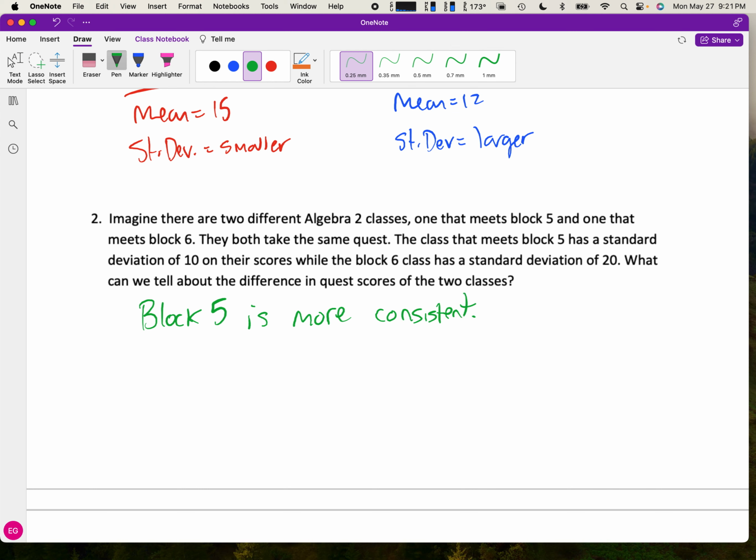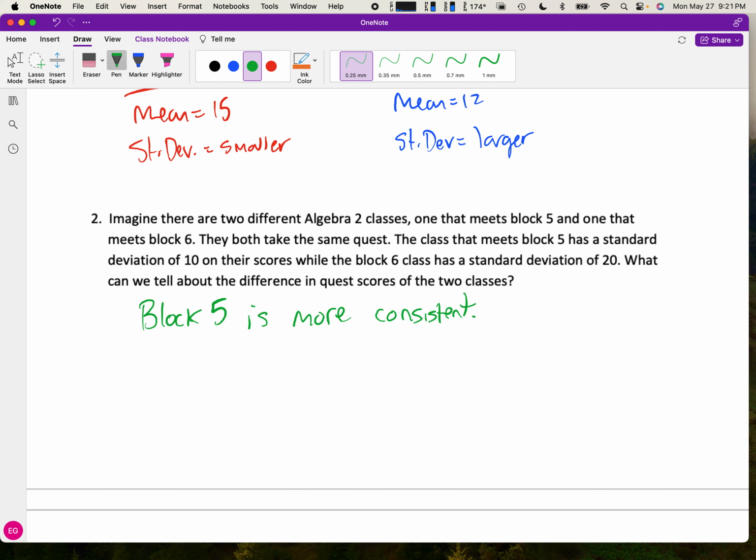And that's about it though. We have no idea if block 5 did better than block 6 or who did worse, who did better, or did they do the same. All we know is that block 5 was more consistent because their standard deviation was a 10. That means like block 5 could have had a mean of like 40, and that means that all of their scores were between a 30 and a 50, right? 10 on either side is about average.